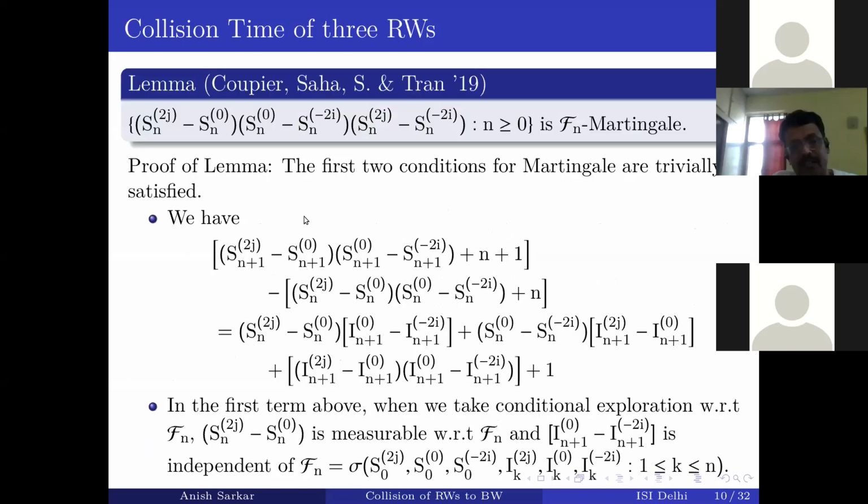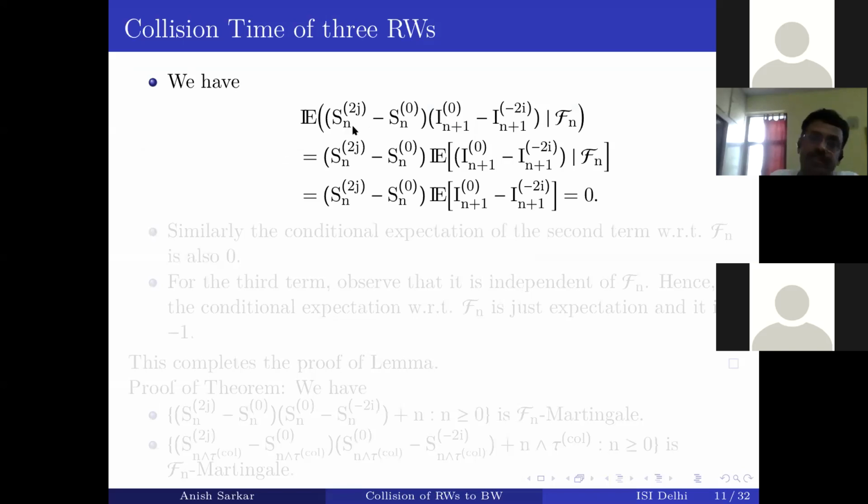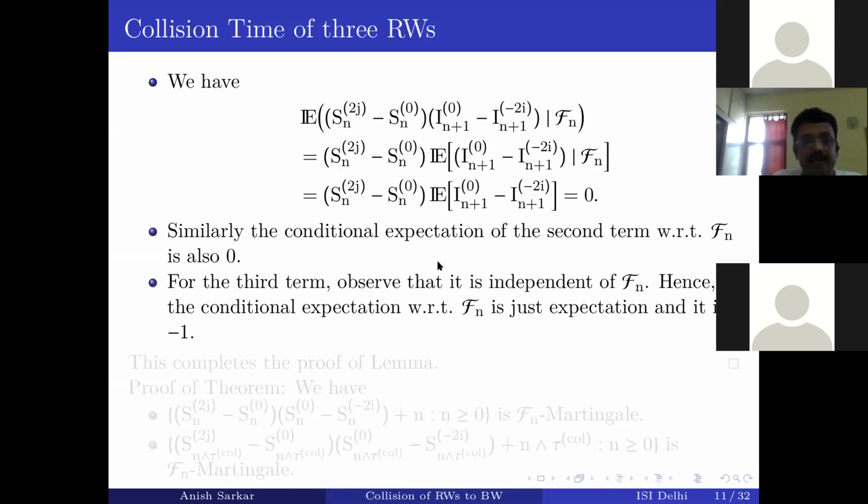This is one step with respect to Fn. So therefore, what do we get? Informally, the Sn 2j minus S2j will come out of the expectation. This is constant. It will come out, and the expectation is 0. Okay. Similarly, the second term is also 0.